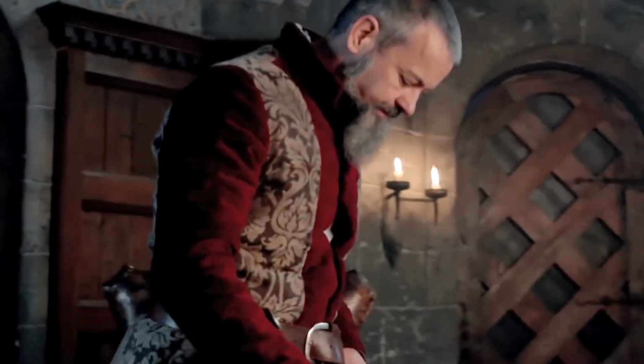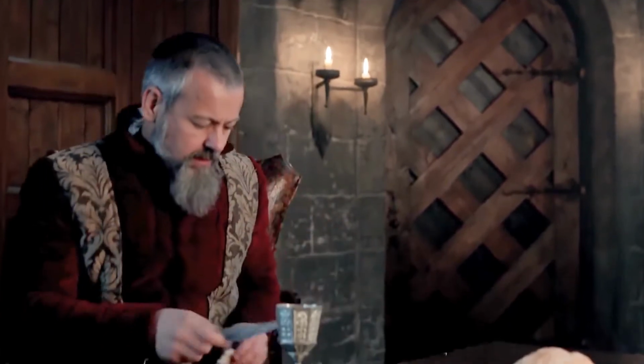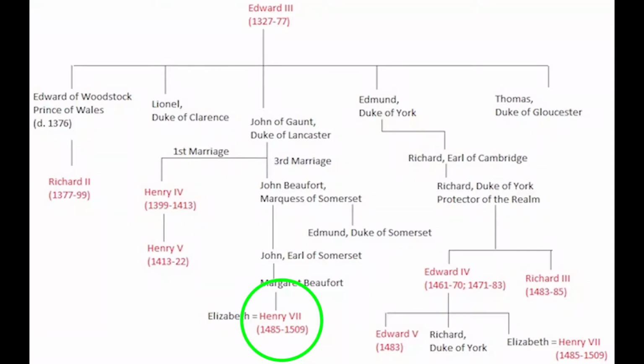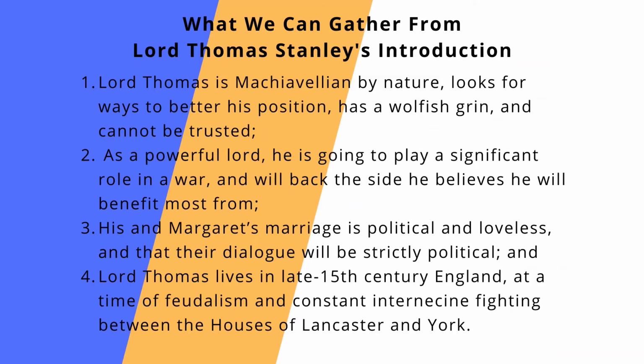Lord Thomas seems pleased with the proposal, as Margaret is a wealthy woman and has a son who has a claim to the throne, since Henry Tudor is the last Lancastrian by this point in the story. From the moment we meet Lord Thomas Stanley, we get the feeling that 1. He is Machiavellian by nature, looks for ways to better his position, has a wolfish grin, and cannot be trusted.